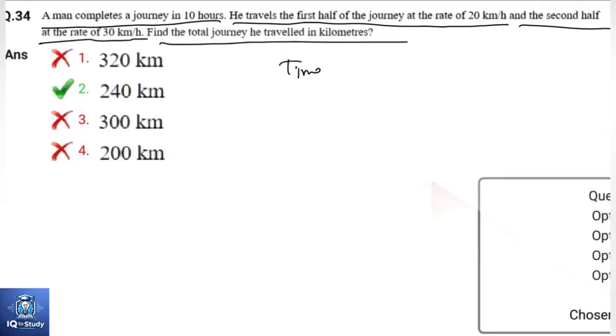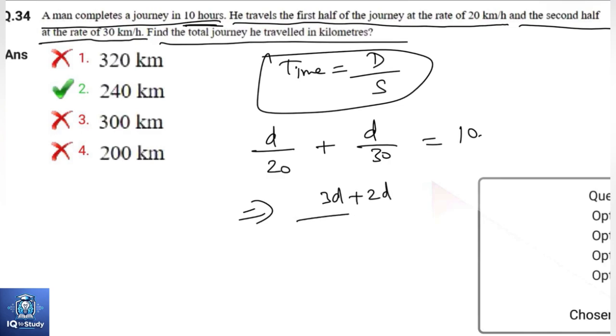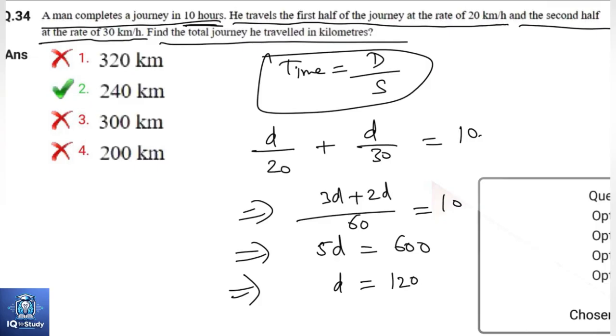We know that time is equal to distance by speed. From this, we can write d by 20 plus d by 30 is equal to 10, because he completes his journey in 10 hours. It means (3d plus 2d) by 60 is 10, and 5d is equal to 600, which means d is equal to 120 kilometers.